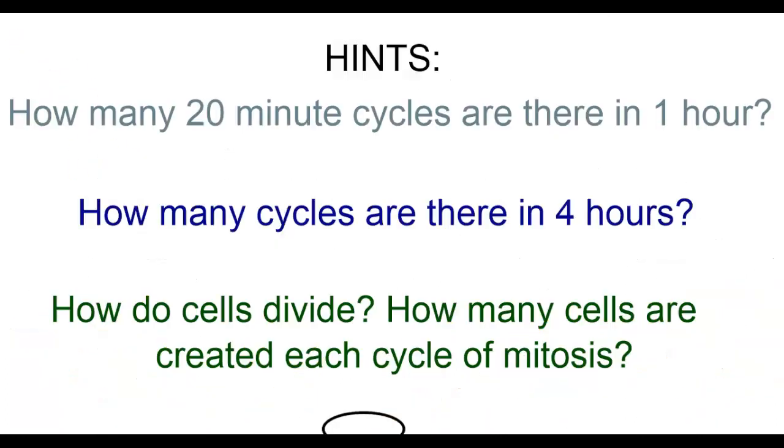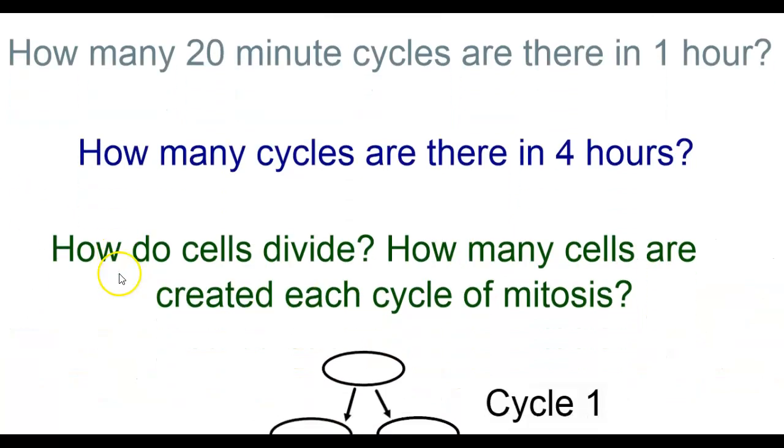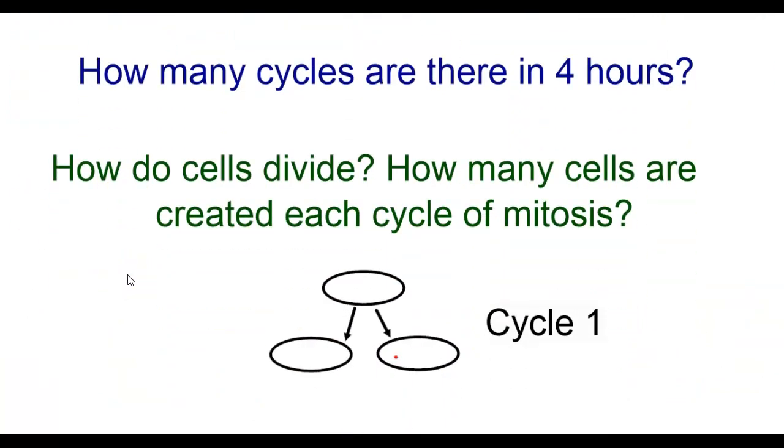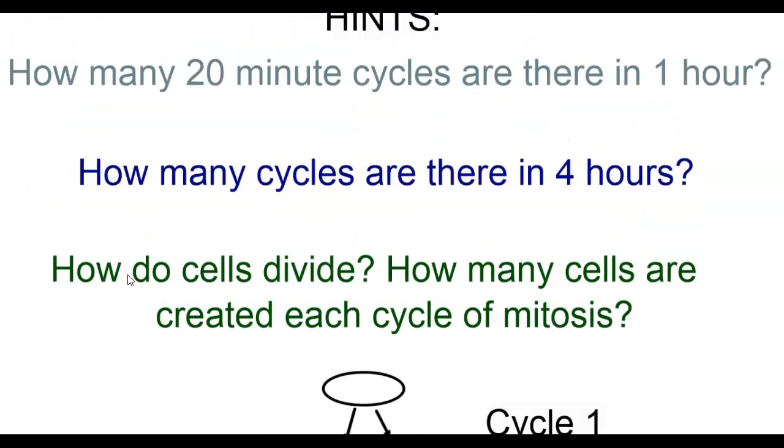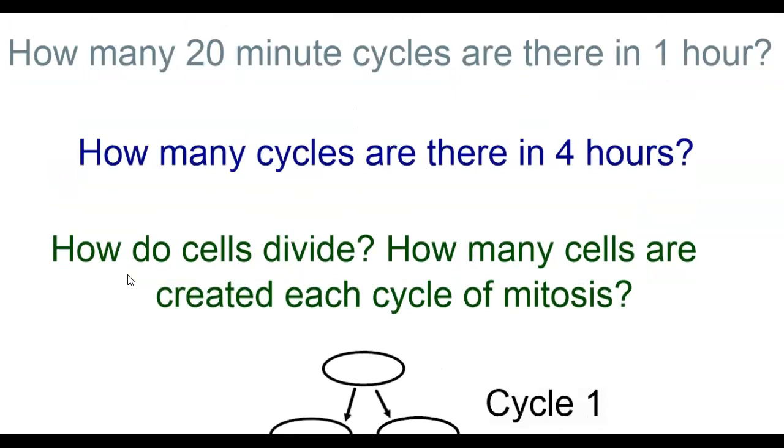Let's go back to the hints. I'll leave those up and have you guys think about how you're going to go about solving this problem. How many 20-minute cycles are there in an hour? Well, if 1 hour is 60 minutes, the cell will divide 3 times in 1 hour.